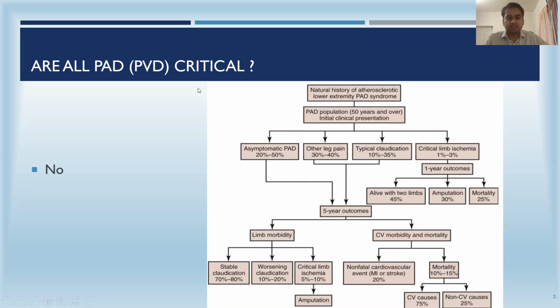If you look at the natural history chart, you see that most of these patients are actually asymptomatic, a vast majority. Another good number of patients are having claudication symptoms. And if you follow up these patients by the natural history, you see that many of them actually remain stable. Very few of them become critically ischemic. But on the other hand, there's only a small subset of patients who have critical limb ischemia. And if you follow these patients for even a year, you see that they have very bad limb or life outcomes. So it is this group of patients that we are very concerned about and we try to aggressively treat.